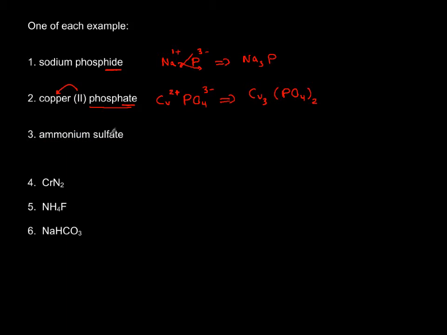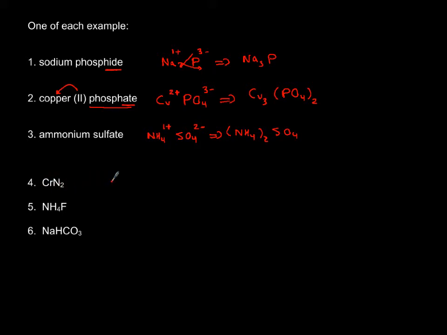Ammonium sulfate. Ammonium NH4, 1 positive. You have to memorize it. Sulfate SO4, 2 minus. Swap the charges, so you need 2 ammoniums in parentheses, 1 sulfate, and that's your compound. Now this time you are given a formula, you have to come up with the name.